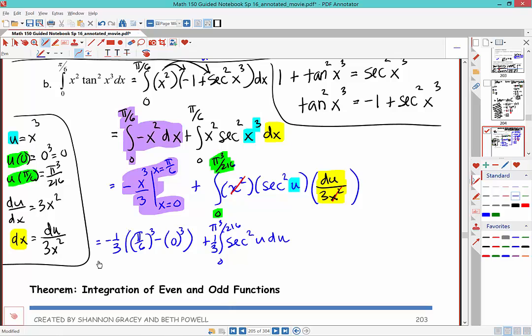So this is going to give us negative 1/3 times pi cubed over 216. And then over here we'll have plus 1/3 times tangent at u from u equals what to what? Good, 0 to u equals pi cubed over 216. So continuing, we have that first one will end up being negative pi cubed over, what's that going to be?